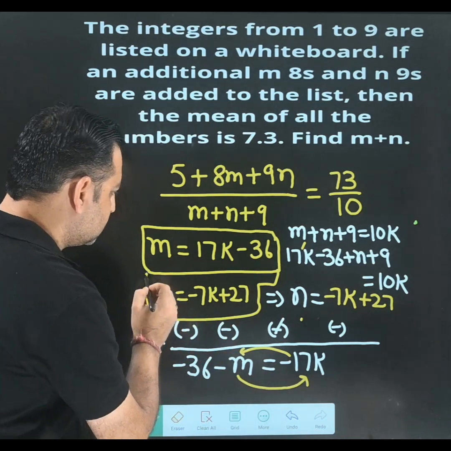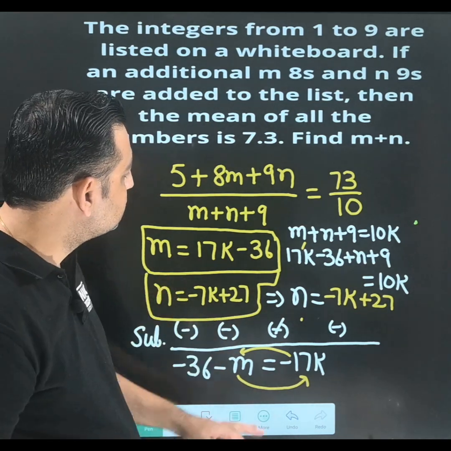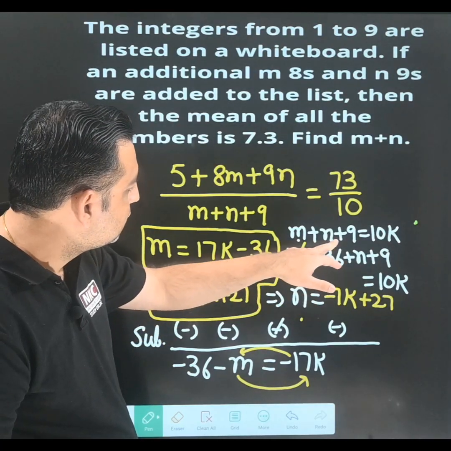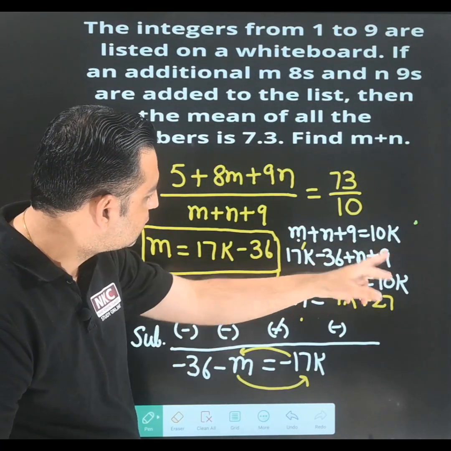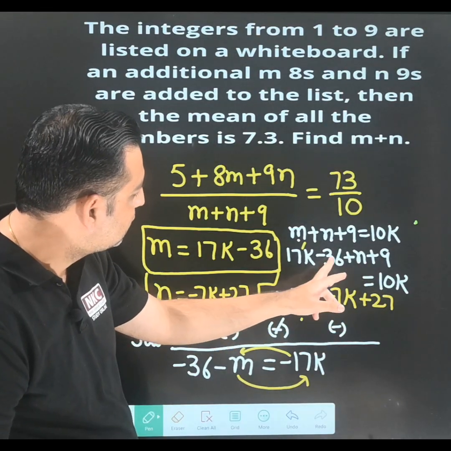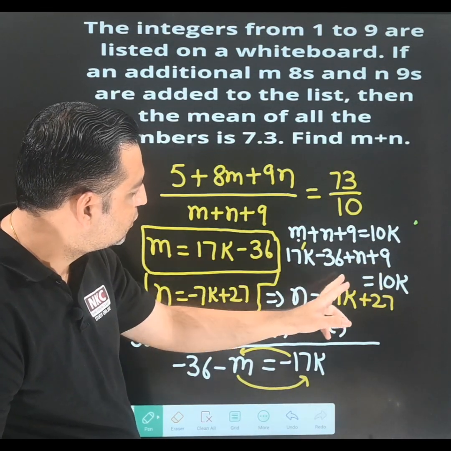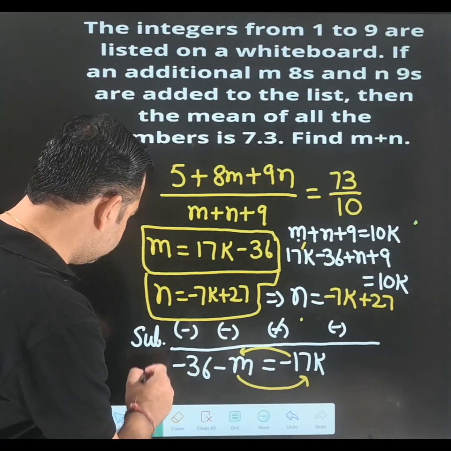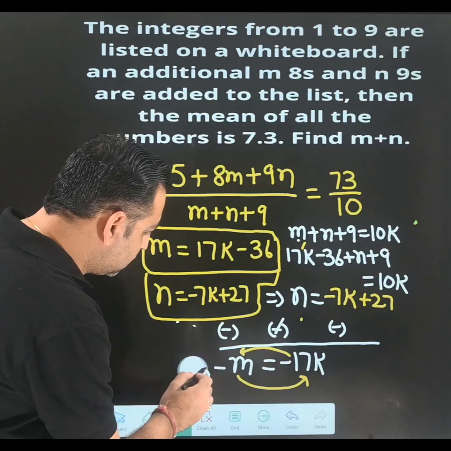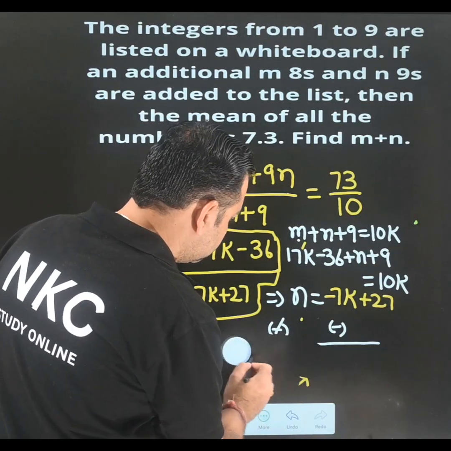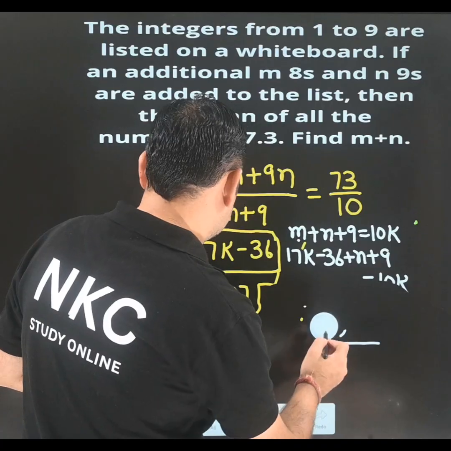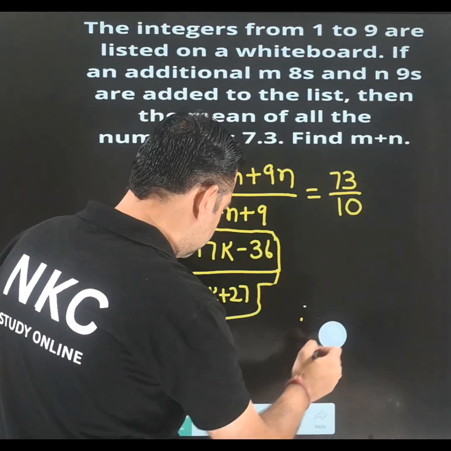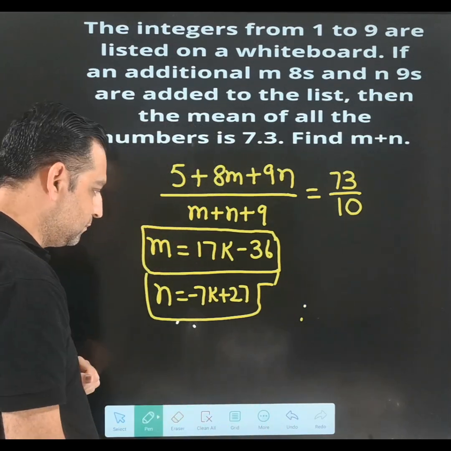When a lot of calculations are involved, we should recheck the calculation. Let me just recall it. m was put as 17k minus 36. n plus 9 is there, 10k is there, 17k goes to the right side, minus 7k. Minus 36 plus 9 is minus 27. Yes, same, correct calculation. Now these are the two values of m and n we are having. But you must be thinking that we wanted to find the value of m plus n. What is this found? And how would we proceed? How would we get the correct answer?